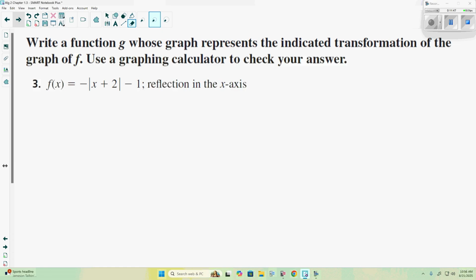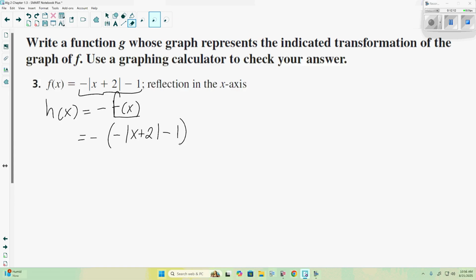Reflection in the x-axis. It doesn't give us a name for it. We can call it h of x. So again, reflection in the x-axis is negative f of x. So we have the negative out front, and we're going to replace f of x with what it is equal to, because we still just have the f of x. So we're going to have the negative, and then in parentheses our negative absolute value of x plus 2 minus 1.